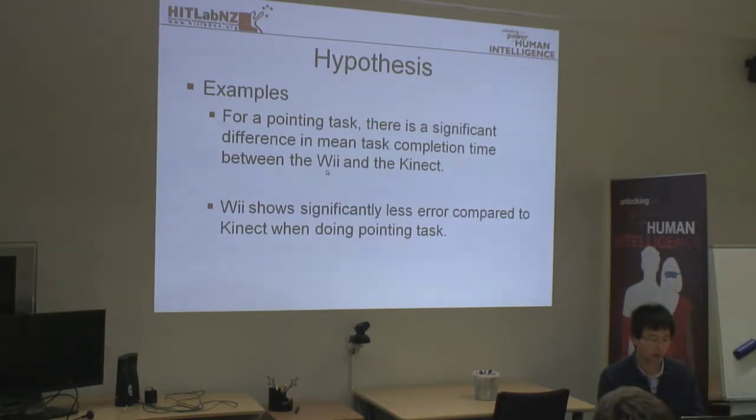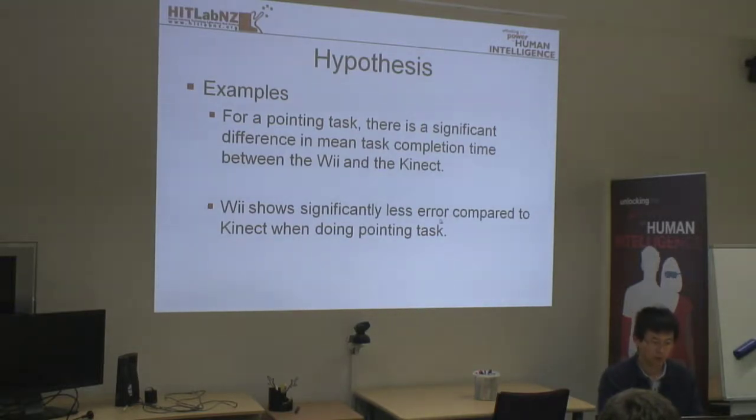If you read this sentence, then you understand we are expecting the V and Kinect, if you use them, might end up with different task times. One might perform faster or slower when you do the pointing task. The second example, similar: V shows significantly less error compared to Kinect when doing a pointing task. So again, we have V and Kinect, which are 2 interfaces as an independent variable. And then here we're using error as the dependent variable, in a pointing task.